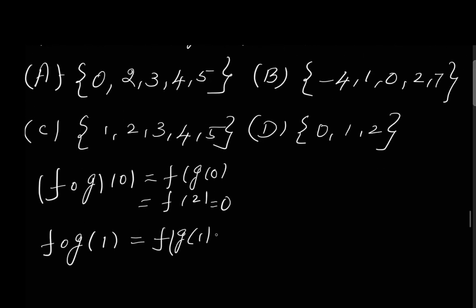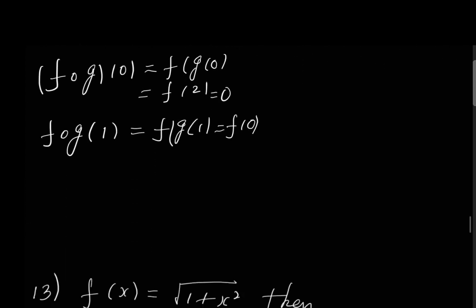G of 1 is 0. F of 0. So what is F of 0? F of 0 is 1.